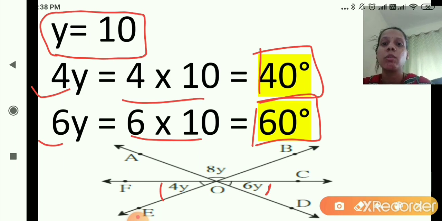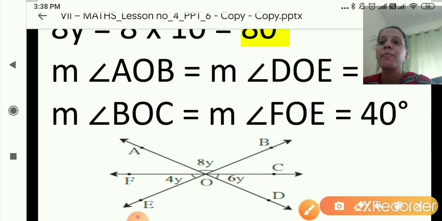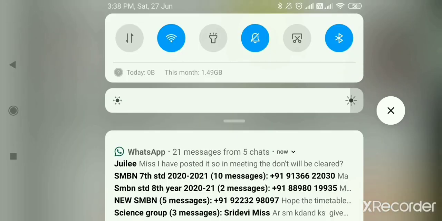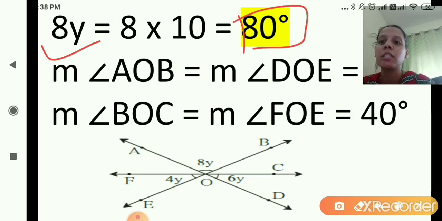Now which is remaining? Correct, 8y. So there also we will put the value. 8y means 8 multiplied by 10, that is 80 degree, right. Understood till here? 4y means 40 degree, 8y means 80 degree and 6y means 60 degree. Now we will write down the pairs of vertically opposite angles.